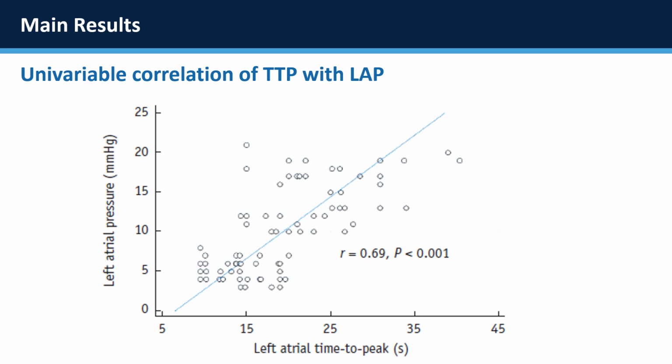Next, we look at the univariate correlation between the LAP and the TTP, and we found a moderate to strong relationship between them. The correlation coefficient was 0.69, which tells us that as the TTP increased, the LAP also increased.